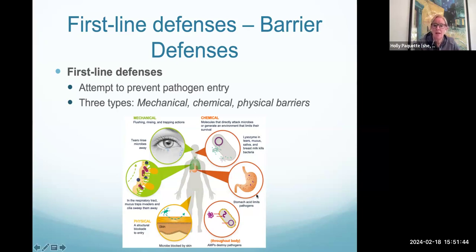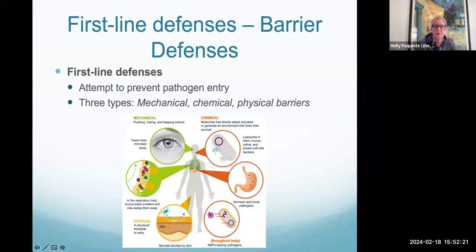The second part to chemical could be something like the stomach. Our stomach has a very acidic environment, and very few pathogens can survive or be able to replicate in our stomach because of that acidity. And then we also have throughout the body what are called antimicrobial peptides. So the A is for anti, M for microbial, and P for peptides. And these are found throughout our body, even in our blood, that can destroy pathogens. And they're chemicals that basically attack foreign invaders.